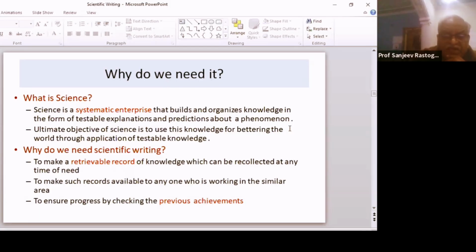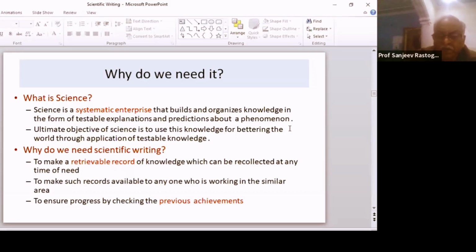And why do we need scientific writing? We need scientific writing so that whatever we have learned can be converted into a kind of record which can be retrieved in future also. If somebody wants to see what kind of research has been done earlier, unless you make it documented, how can future generations learn about that? This is why scientific writing is required.